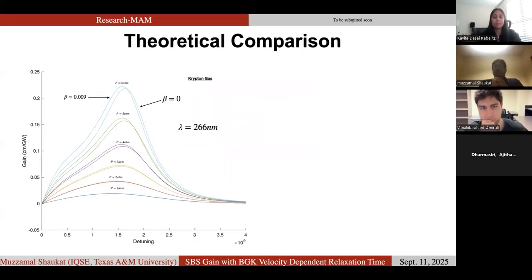Now it comes to the point to compare our theoretical and experimental results. For that, of course, thanks to Kavita and Stephen for giving me these results and permission to share them with you here. Let me tell you first about the theoretical comparison. You will see different pressures, for beta equal to 0, meaning Everbach theory, and beta equal to something, meaning our results.